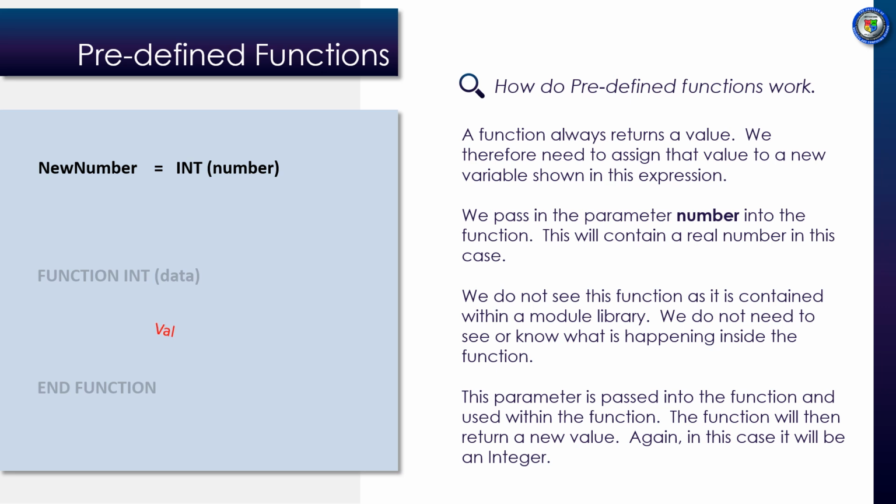As the value is passed into the predefined function, the code inside that predefined function will execute using that value. The function will then return a new value, which will be assigned to the variable new number. The new value will contain an integer.